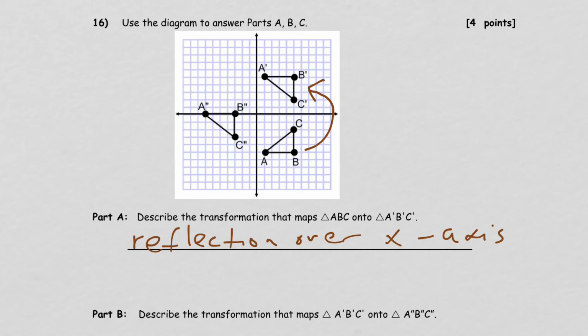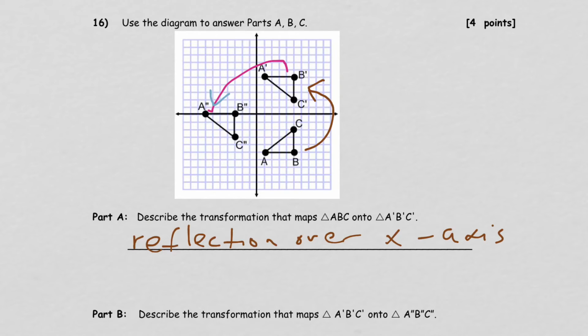And then the next question asks for the transformation that maps ABC prime onto ABC double prime. So that's going to be this one over here. It wants to map this onto this. So what's going to do that?